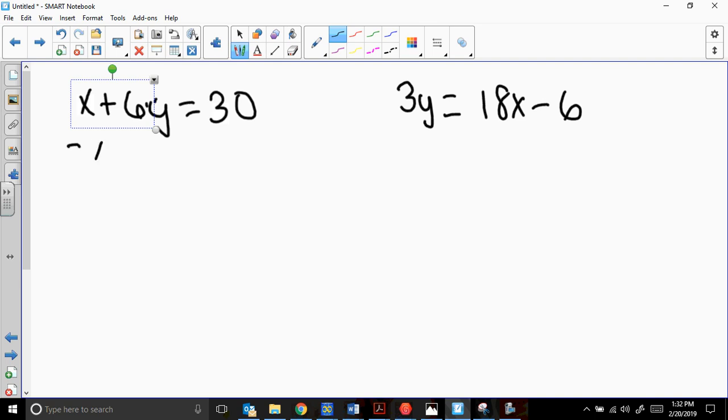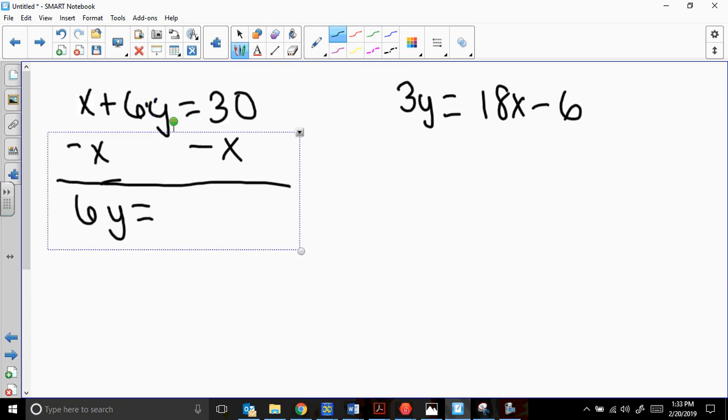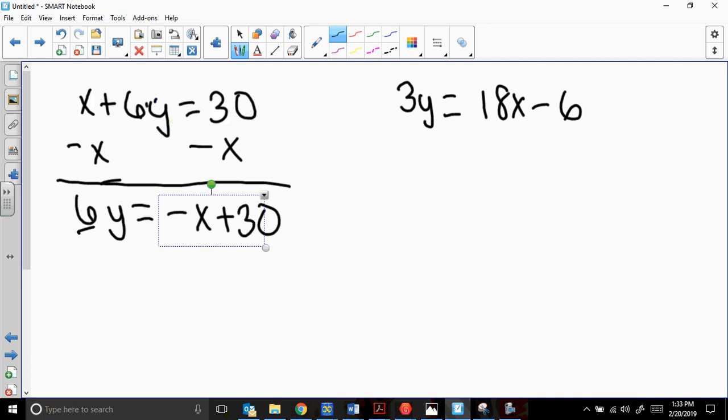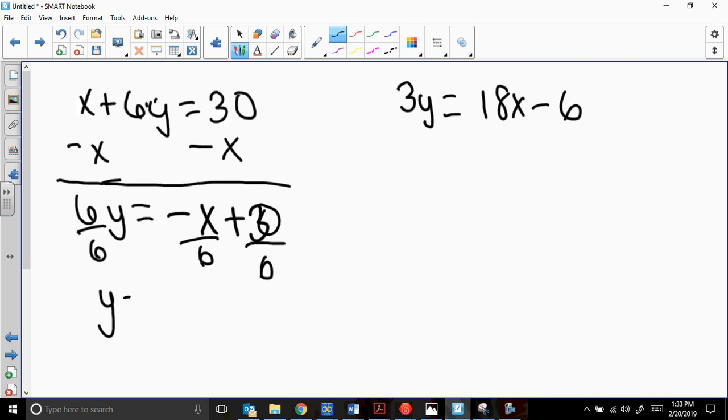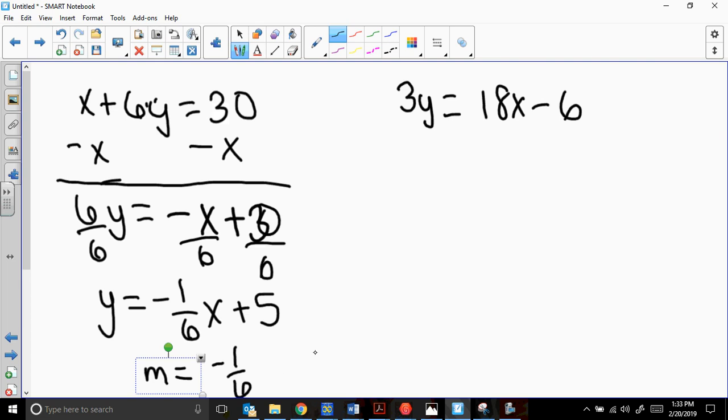For this one, remember we need to subtract x from both sides. So now we have 6y is equal to negative x plus 30. We still don't have y by itself, so we're going to divide everything by 6. And then y is equal to negative 1/6 x plus 5. So here we know our slope is negative 1/6, but we had to solve it first in order to find that one.